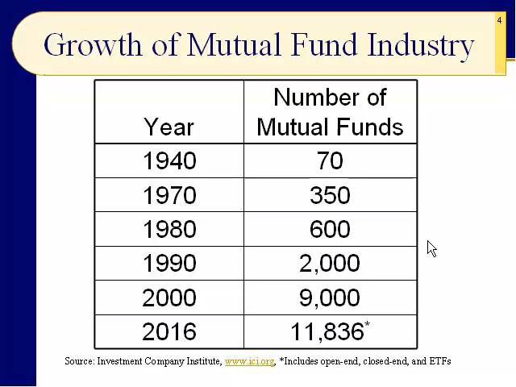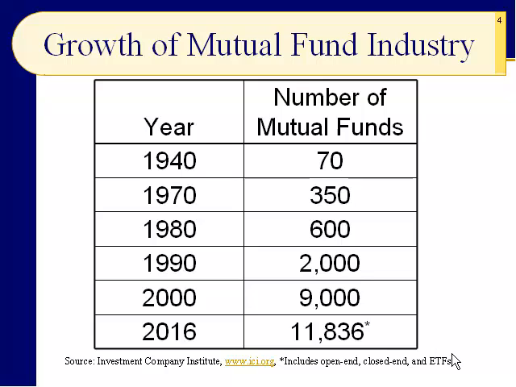Thirty years later, there were 350. By 1980, 600, and then here comes the explosion. In the 80s and 90s, we went from 600 mutual funds to 2,000, and then from 2,000 to 9,000. Yes, the 1990s were a very explosive decade for investments and mutual funds. And since then, we've added almost 3,000 more.